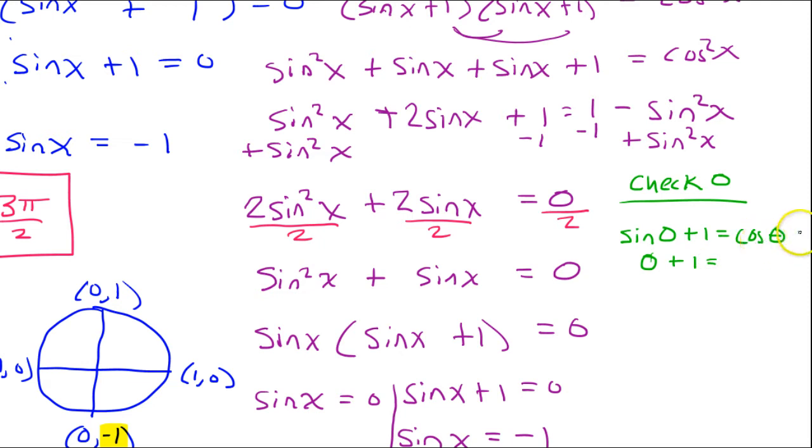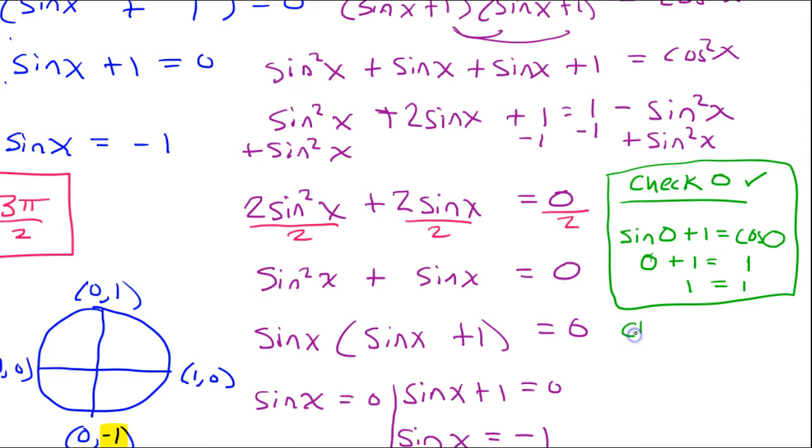I didn't mean to put theta there. I meant to put 0, but I got carried away. Let me fix it if I can. I'm supposed to be substituting 0. Okay, so cosine of 0. Cosine is the x value, so that's 1. So 0 plus 1 is 1. So I have 1 equals 1. So that checks out. So that one is good.